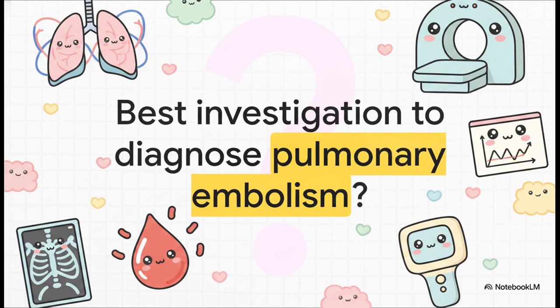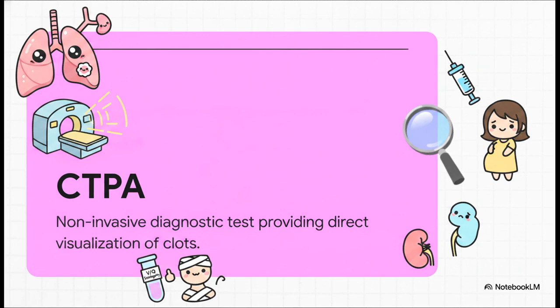Next up, question 6. Which of the following is the best investigation to diagnose a pulmonary embolism? Is it A, CT pulmonary angiogram, B, a VQ scan, C, a chest X-ray, D, a D-dimer test, or E, a chest ultrasound? The correct answer is A, CT pulmonary angiogram. CTPA is non-invasive, it's highly sensitive, and it gives you direct visualization of intraluminal clots. Sometimes it'll even show that classic polo mint sign on transverse views. But, keep its diagnostic limitations in mind.